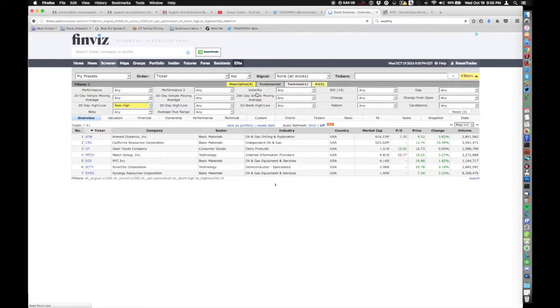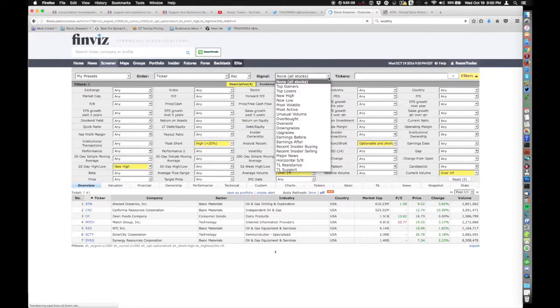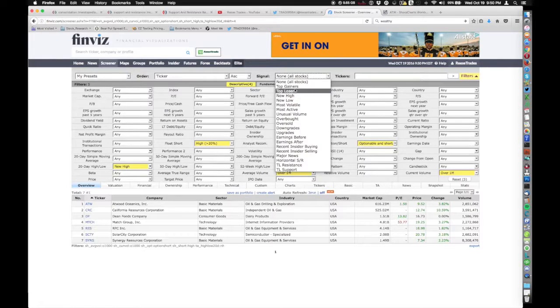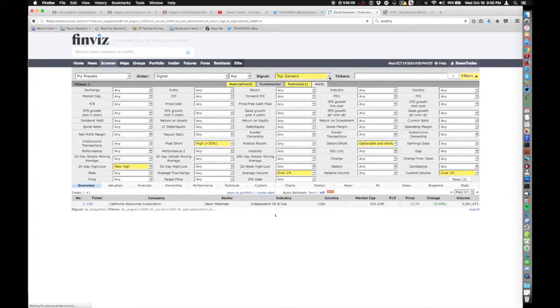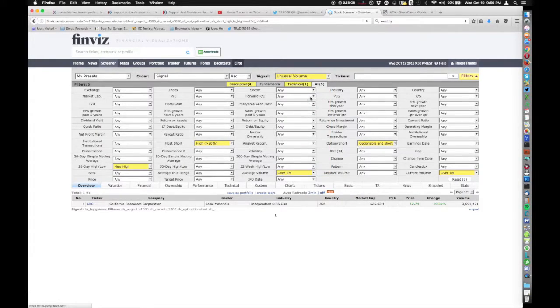Or you could just say, you know what, I'm going to go for the gusto and pick all of it, so show me everything that's related. You can kind of go wild with this. Your signals here let you pick a stock according to top gainers for the day or top losers for the day, and it keeps the presets according to what you already have picked.